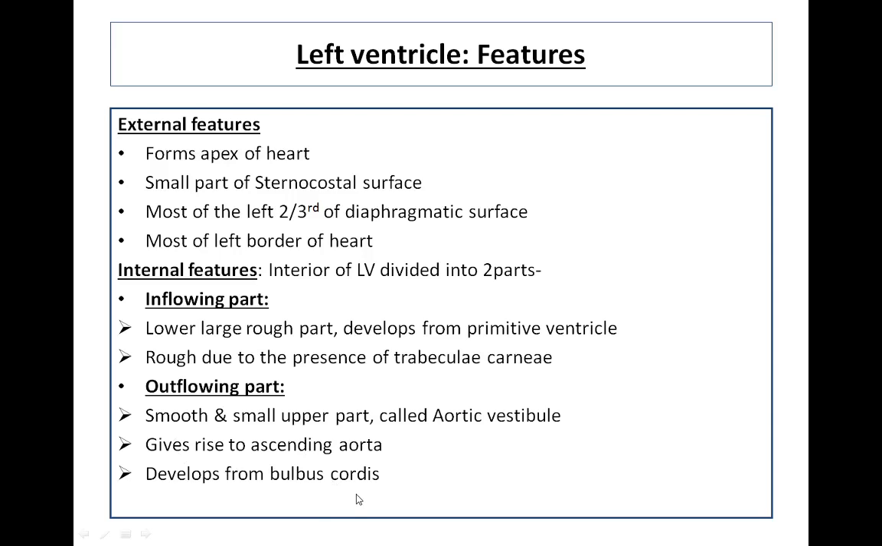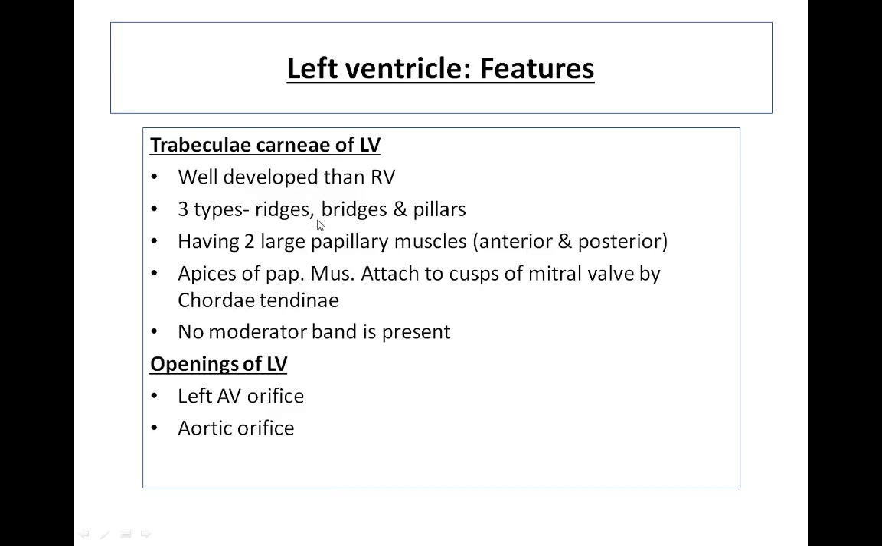In the right ventricle also the same thing happens. The inflowing part is rough, developed from the primitive ventricle, and the outflowing part is developed from the bulbus cordis. Now trabeculae carneae are the muscular ridges of the ventricle. They are of three types: ridges, bridges and pillars. Here also there are three types, ridges, bridges and pillars. The left ventricle has two large papillary muscles, while the right ventricle has three papillary muscles: anterior, posterior, septal. Here there are two large papillary muscles, anterior and posterior, no septal.